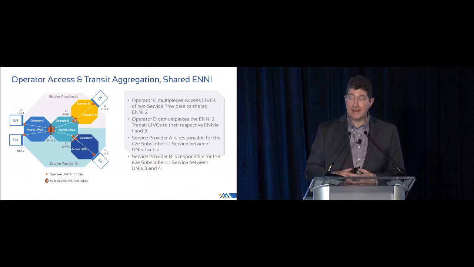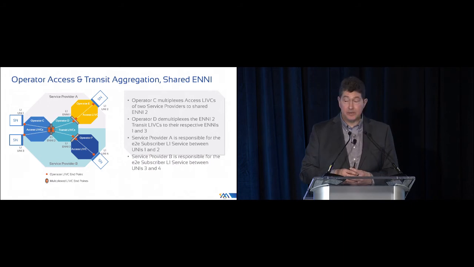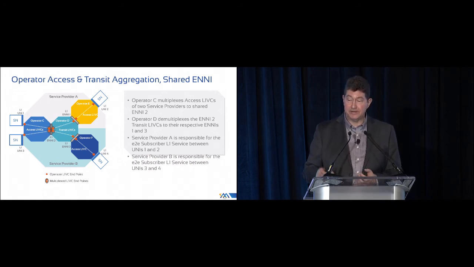So there's access L1 VC through ENNI 2 and into the operator D network to ENNI 1. For service provider B, it's made similar arrangements with the 3 operators, in this case C, D, F at the lower right, to provide end-to-end connectivity from UNI 3 to UNI 4 using a similar set of 3 L1 VCs.